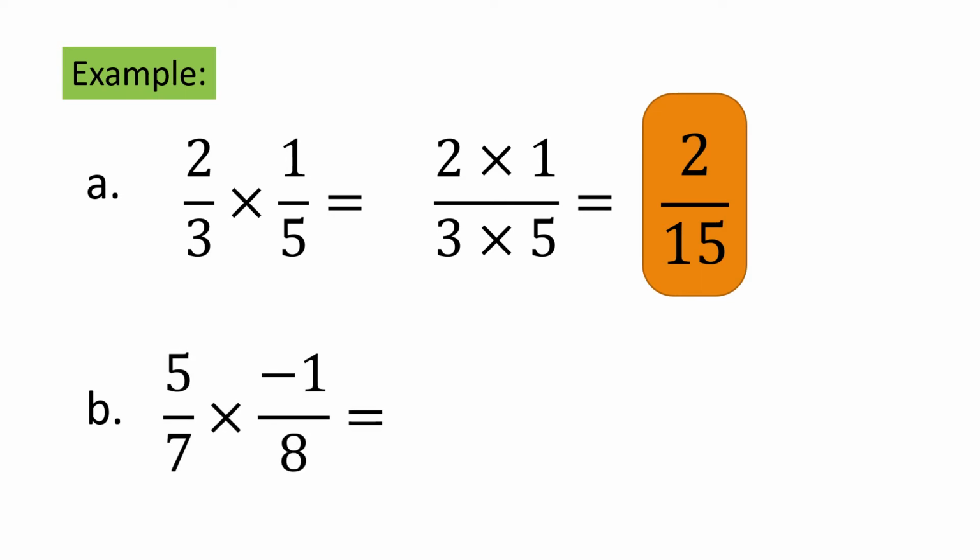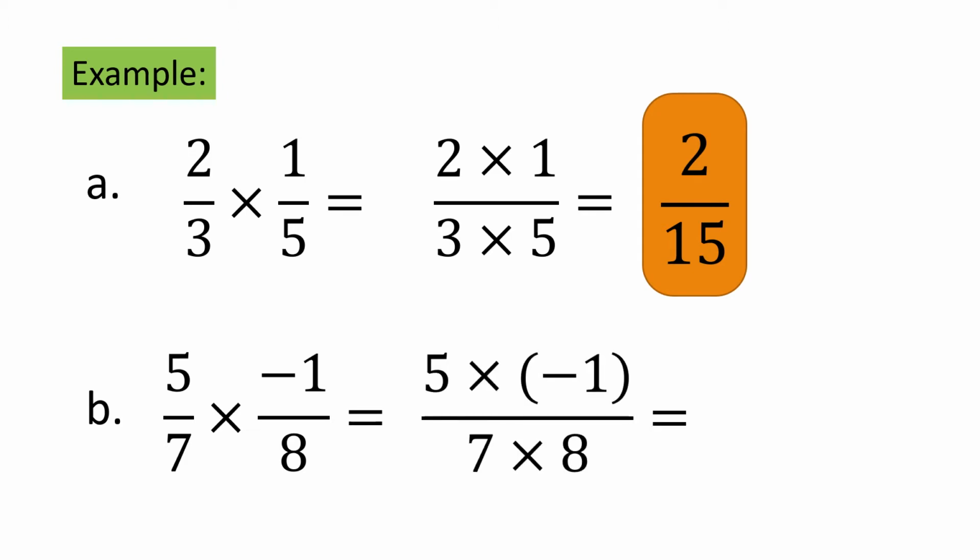Next example, if you have 5 over 7 times negative 1 over 8, ganun ulit ang gagawin natin. 5 times negative 1 over 7 times 8. Kung mapapansin mo, magkaiba ng signs ang 5 and negative 1. Gagamitin ulit natin ang ating kaalaman dito sa pagmumultiply ng signed numbers. Tandaan, kung positive times positive, positive ang sagot. Pero kung ang isa ay positive, ang isa ay negative, ang sagot natin ay negative.